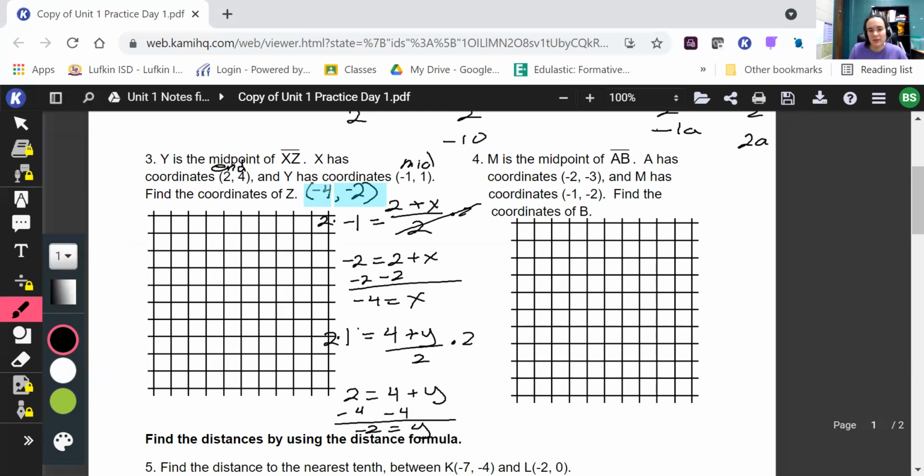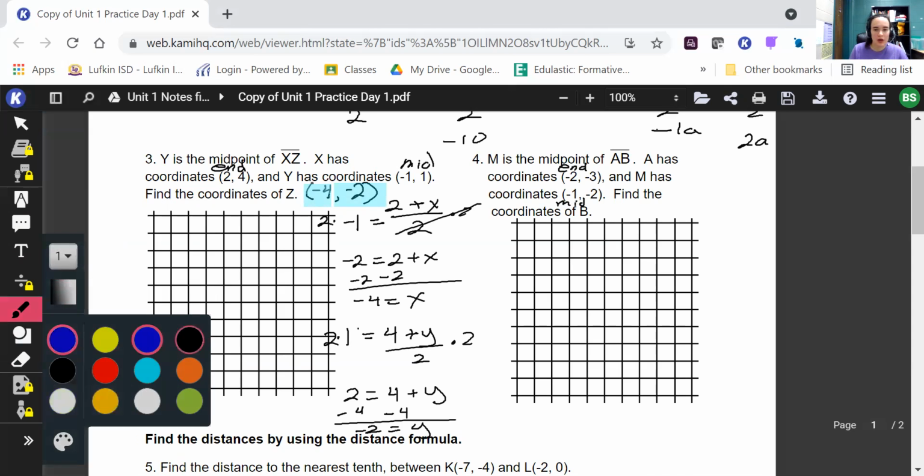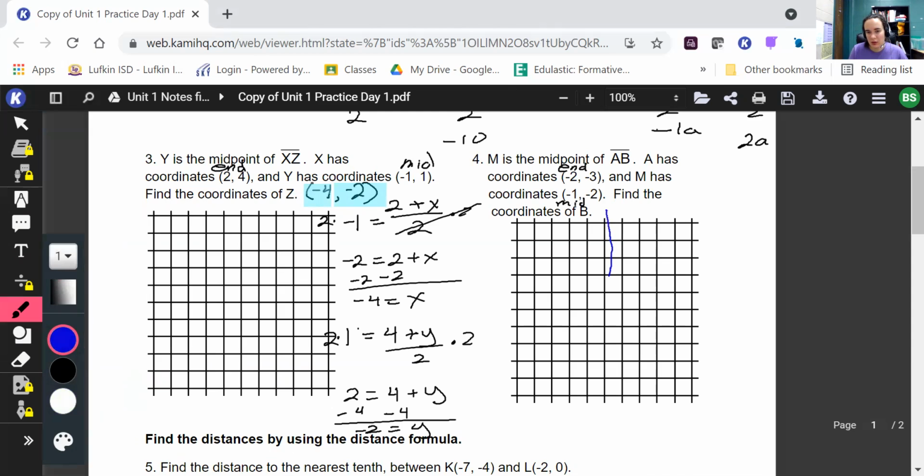Next up, we have M is the midpoint of segment AB. A has coordinates of (-2, -3). M has coordinates of (-1, 2). Find the coordinates of B. So we know that (-1, 2) is our midpoint. And (-2, -3) is our endpoint because it's A, it's part of our segment name, and it told us M was our midpoint. And we're going to draw our X and Y axes on our graph.